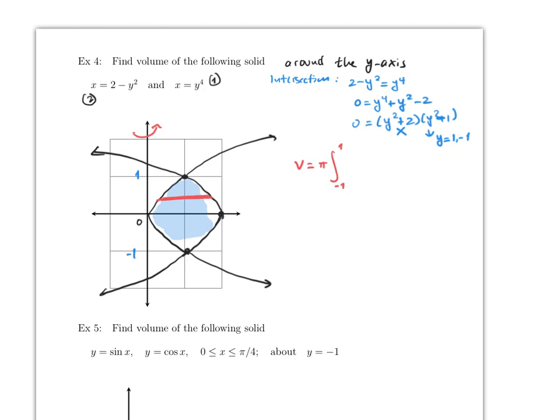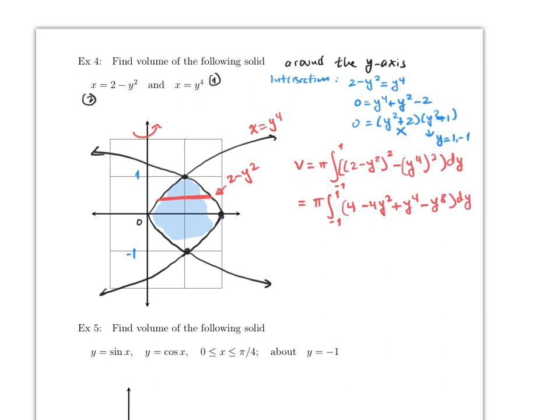The upper function, remember this one is x equals y to the 4, and this one is 2 minus y squared. So the upper one is 2 minus y squared, and the lower one is y to the 4. The whole thing is dy. If you do the algebra here, this is actually just 4 minus 4y squared plus y to the 4 minus y to the 8.